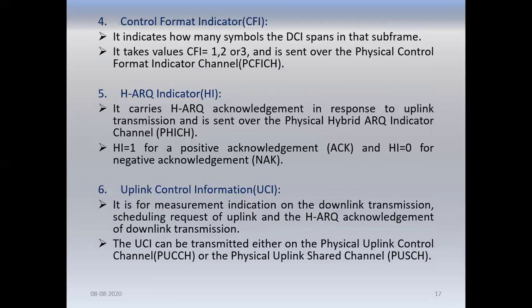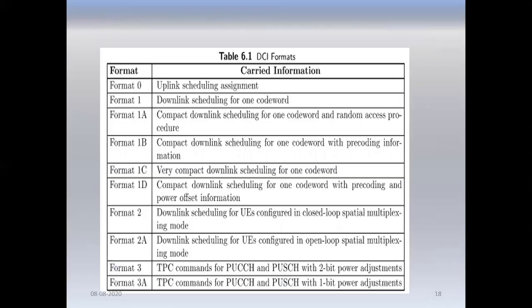Similarly, we have the uplink control information, UCI. It is for measurement indication on the downlink transmission, scheduling request for the uplink, and the HARQ acknowledgement. Now the uplink control information UCI can be transmitted either on the physical PUCCH or on the PUSCH. So these are the DCI formats. This is just to understand format 0, format 1 and the different formats we have, and what information is being transmitted by a particular format.